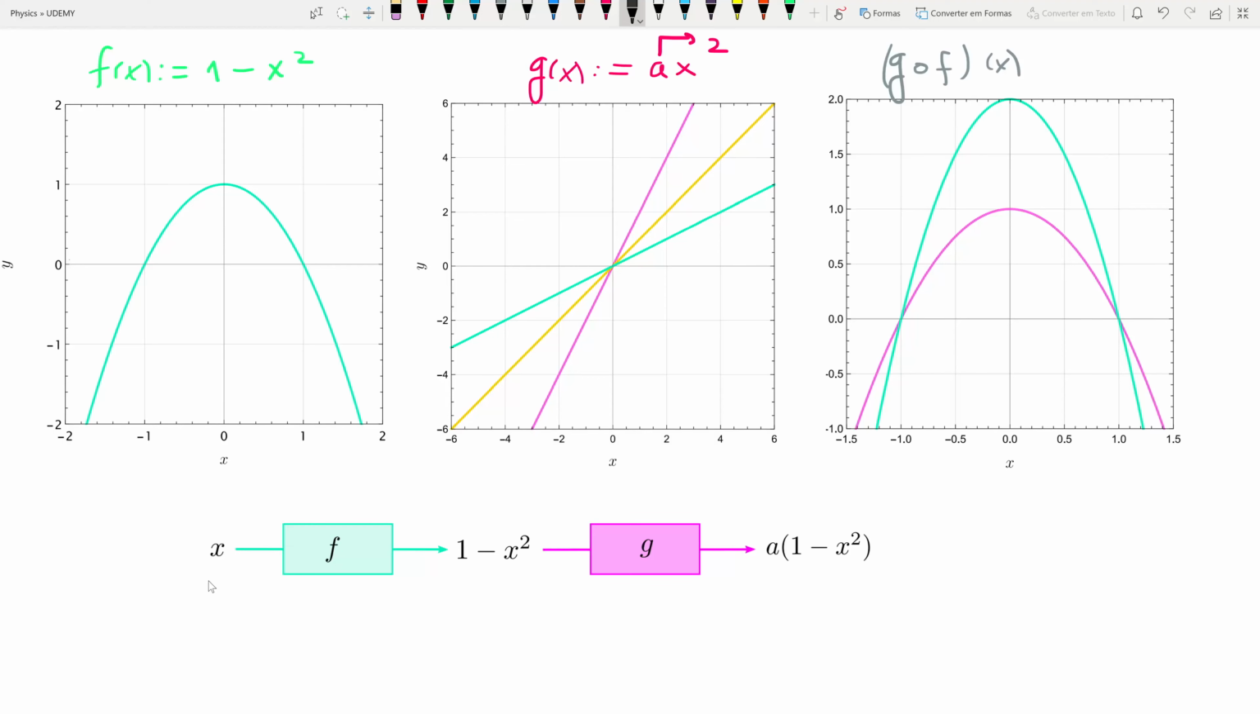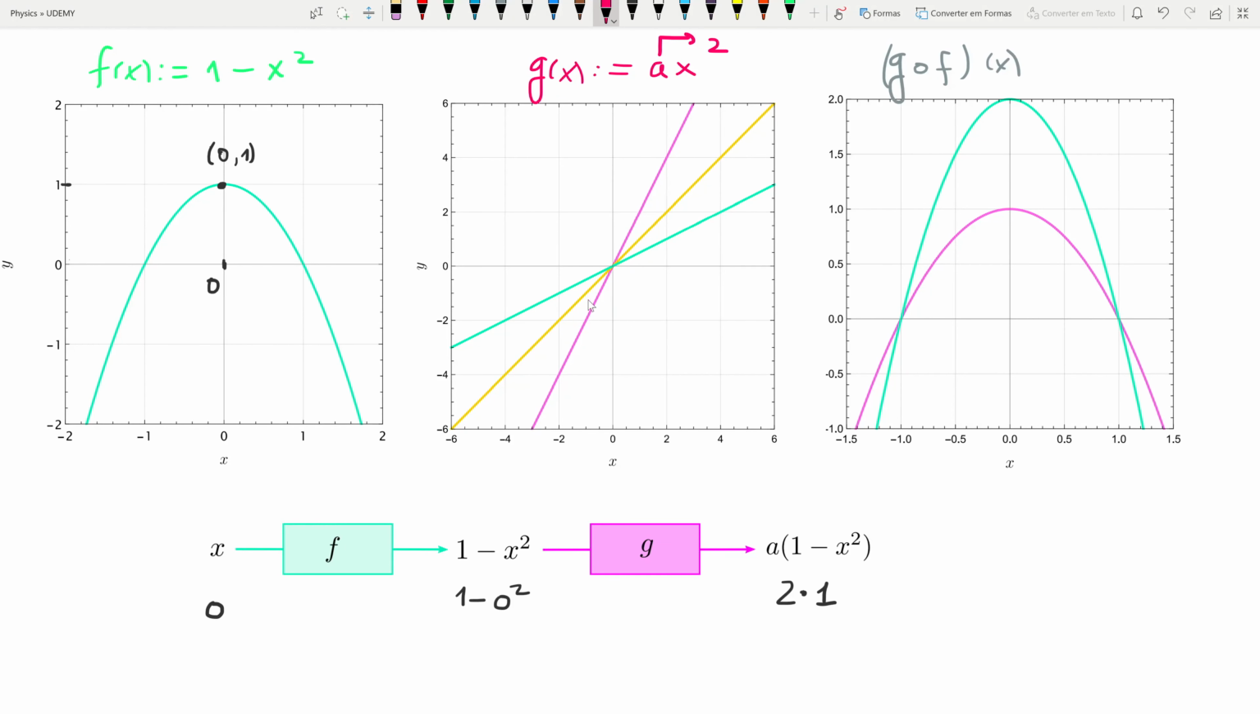Now, let's consider some special values for x and see what happens when this machine goes to work. Assume that x is equal to 0. When x is equal to 0, well, 0 is here on the horizontal axis, so it's here, 0. Now f acts on this 0, it gives us 1 minus 0 squared, which is 1, and that is the image here, 1. So it's here. So the coordinates of this point is 0, 1. And now g acts on the output of the function f, giving us 2 times 1.